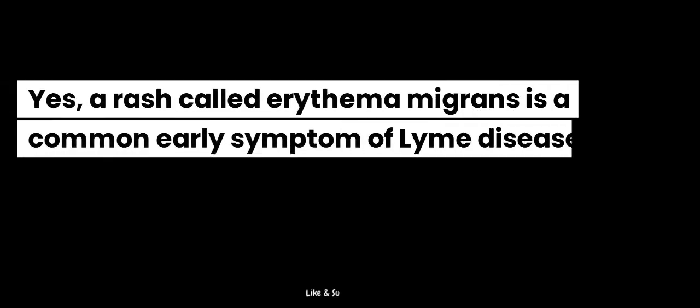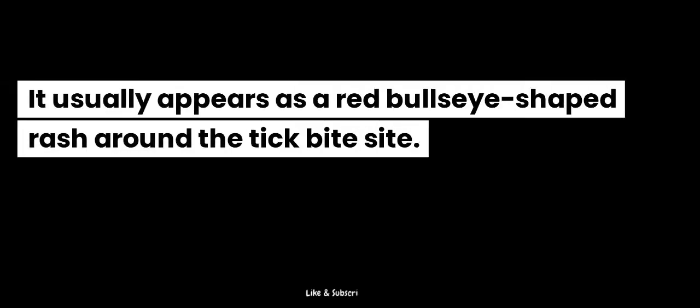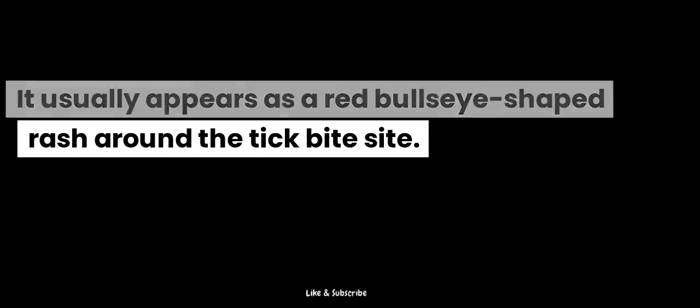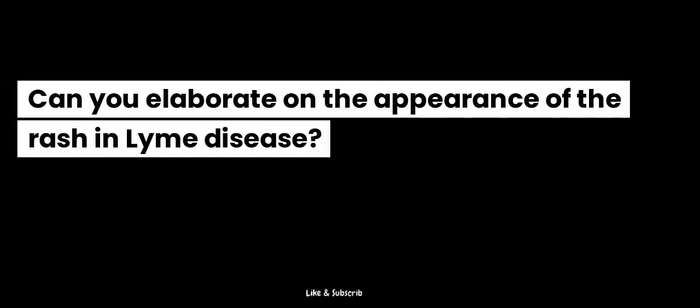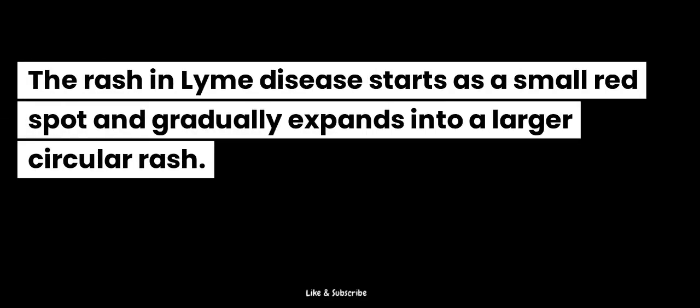8. Is a rash a common symptom in Lyme disease? Yes, a rash called erythema migrans is a common early symptom of Lyme disease. It usually appears as a red bullseye-shaped rash around the tick bite site. 9. Can you elaborate on the appearance of the rash in Lyme disease? The rash in Lyme disease starts as a small red spot and gradually expands into a larger circular rash. It may be warm to touch but is typically not itchy or painful.